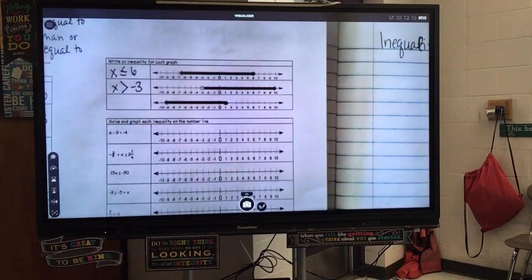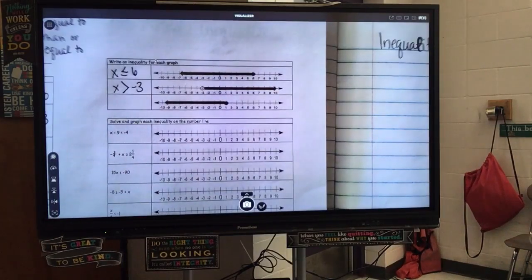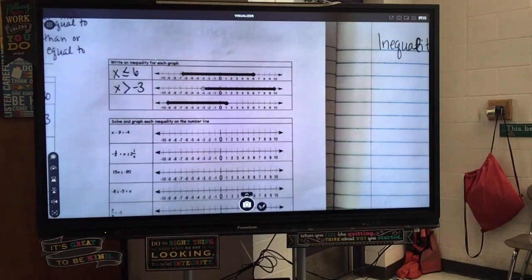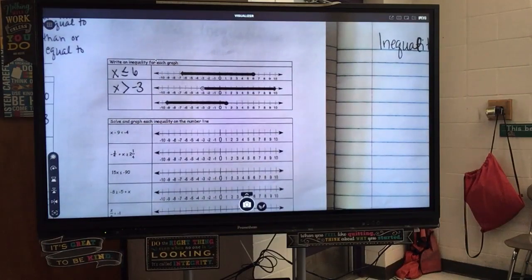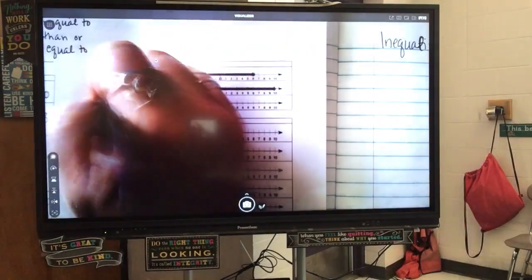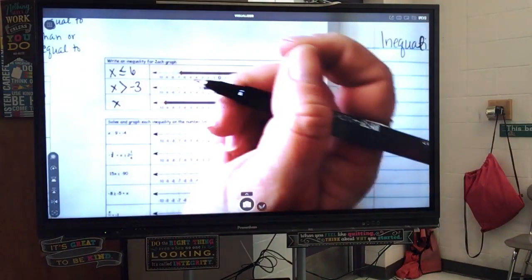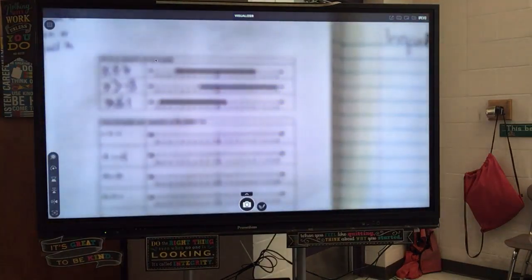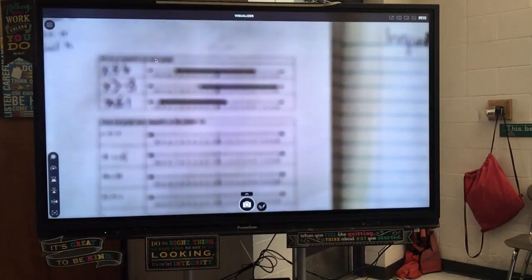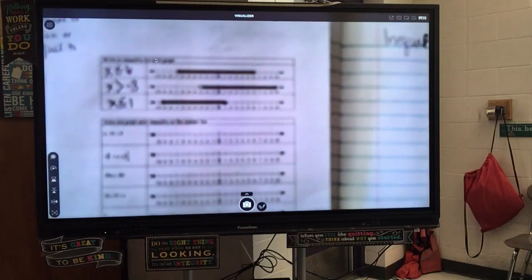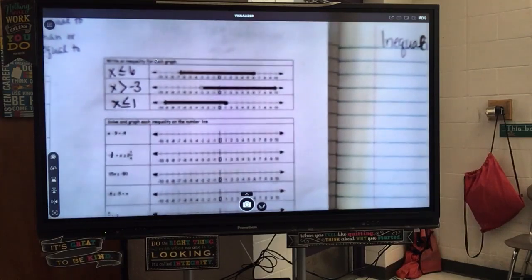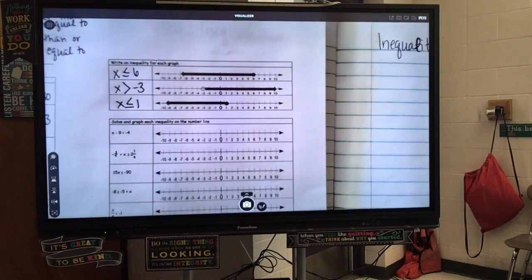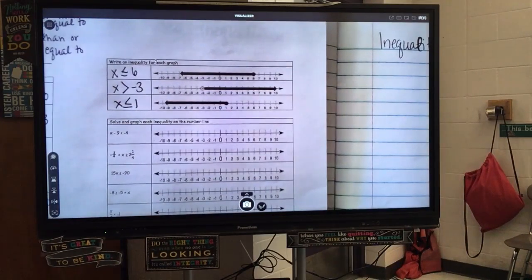Alright, and the last one. Hunter. X is less than or equal to 1. Okay. And let's say 6. Negative 4. Negative 4 is less than or equal to 1.